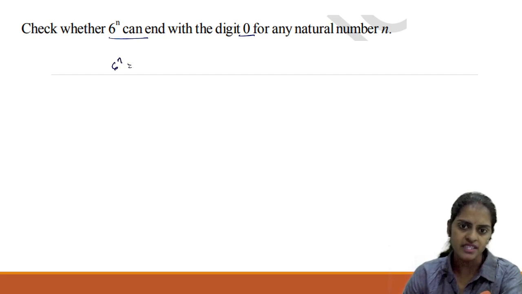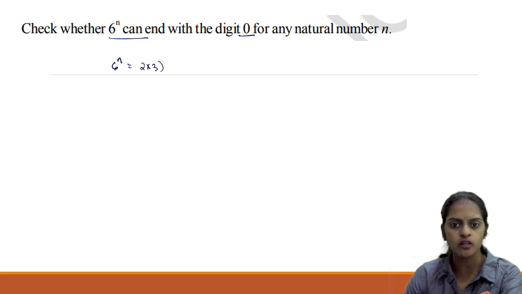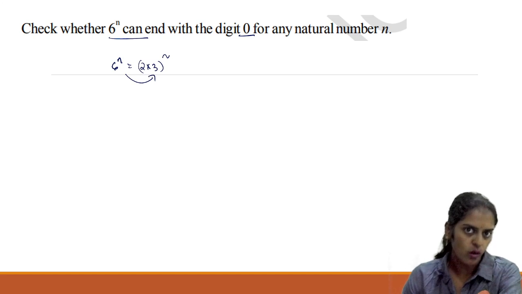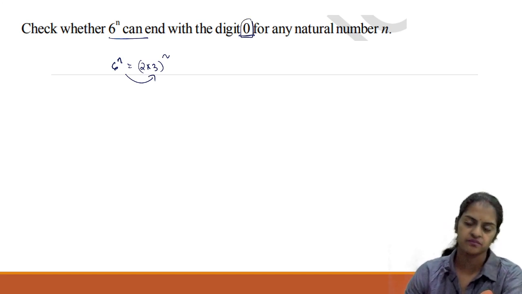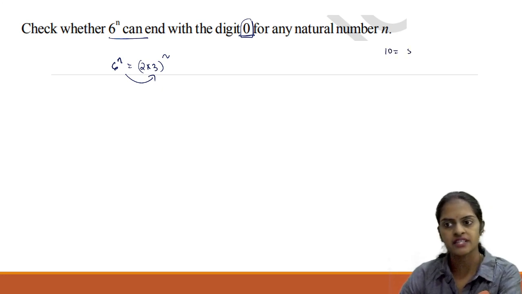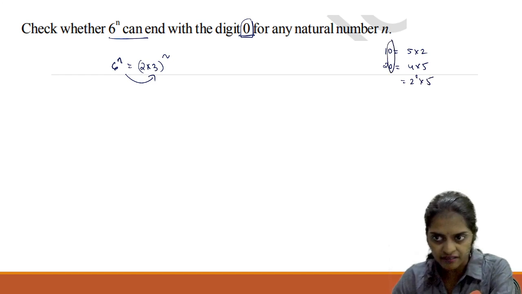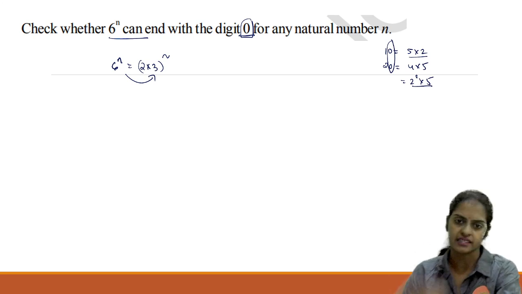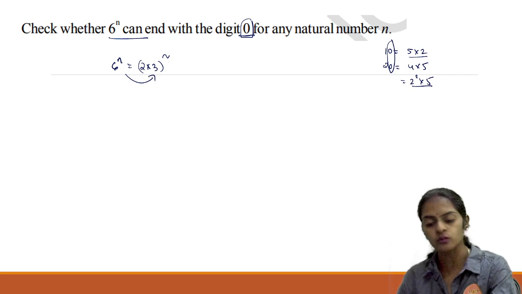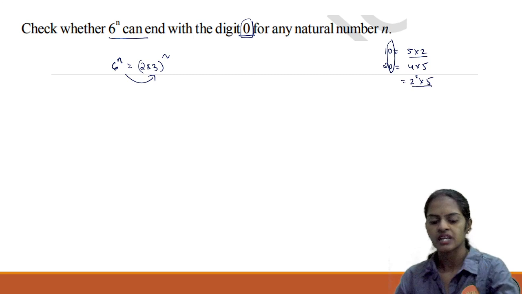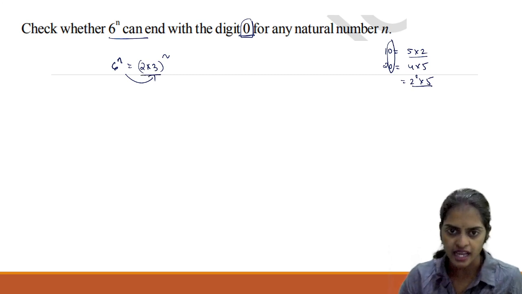Very simple. 6 power n can be written as 2 into 3 whole power n. Yes or no? 6 can be written as 2 into 3. Now, if I want digit 0 at the end, suppose 10 can be written as 2 into 5, or 20 can be written as 4 into 5, and 4 is nothing but 2 square. So if I want 0 at the end, you can see 2 and 5 must both be in the prime factorization. But here, if you observe the prime factorization, I have only 2 and 3.